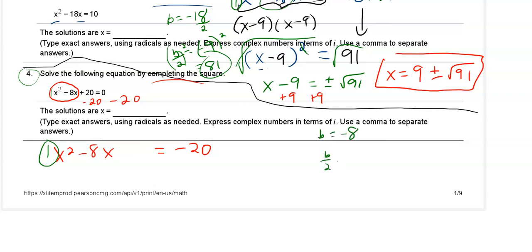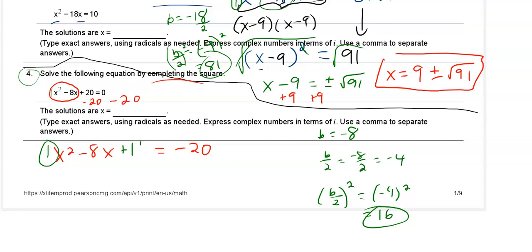We want to divide that by 2, so negative 8 divided by 2 is negative 4. And then we want to square that. So we want to raise that to the second power. So we're taking the b divided by 2 and squaring it. So I'm going to take negative 4 squared, which comes out positive 16. That's the special number that I need to see right here.